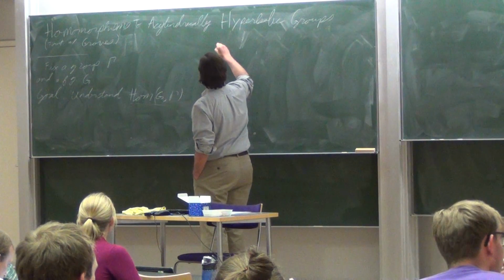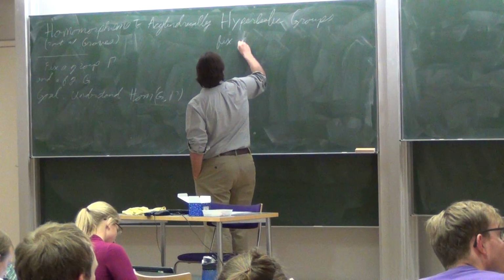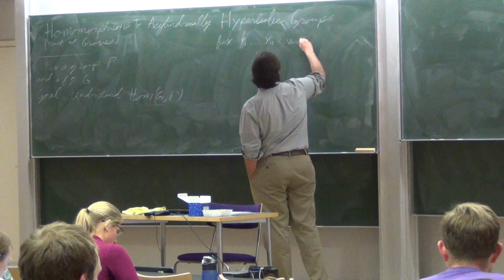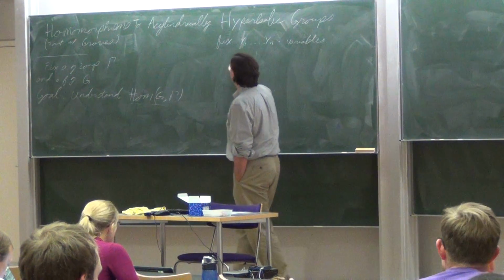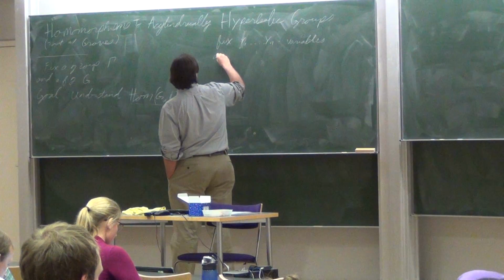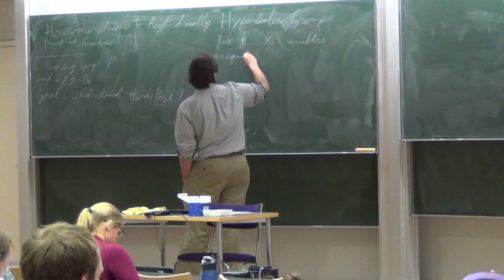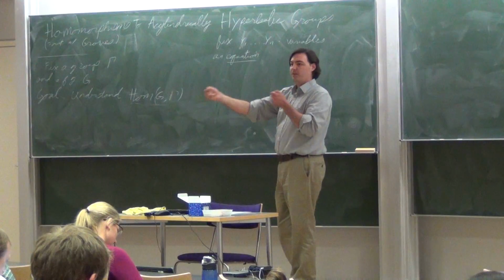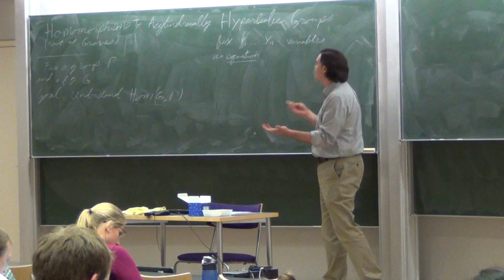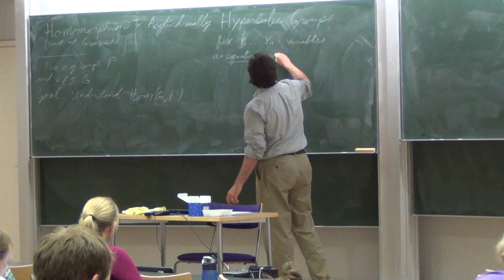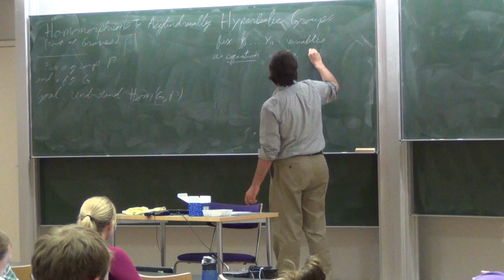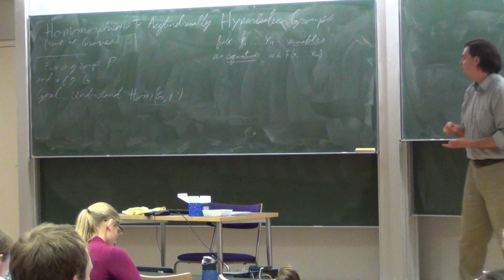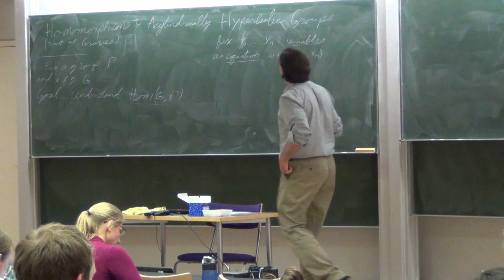So let's fix some variables, say x1 to xn, which I'm going to think of as variables. So an equation, I'm really just going to think of this as some word in these variables. So I can compose these variables, group operation in some way, and I'm really going to think of that as some word in the free group on x1 to xn. So x1 to xn are variables. An equation is just a word in that free group.